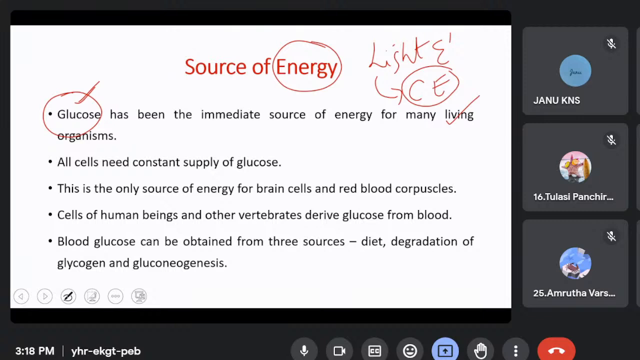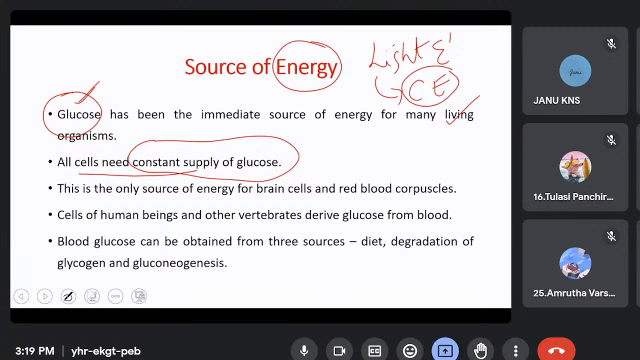Whenever you feel weak and you are taken to the doctor in hospital, what does the doctor do? The doctor gives glucose through a bottle directly to your blood, isn't it? So thus we get energy from glucose only. All cells need a constant supply of glucose. That means every cell is performing a number of metabolic activities. We have already seen glycolysis, Krebs cycle, electron transport. For all these reactions, we require energy, isn't it?